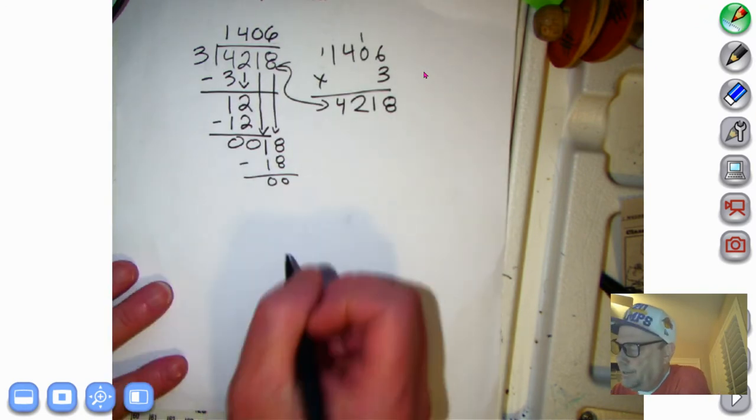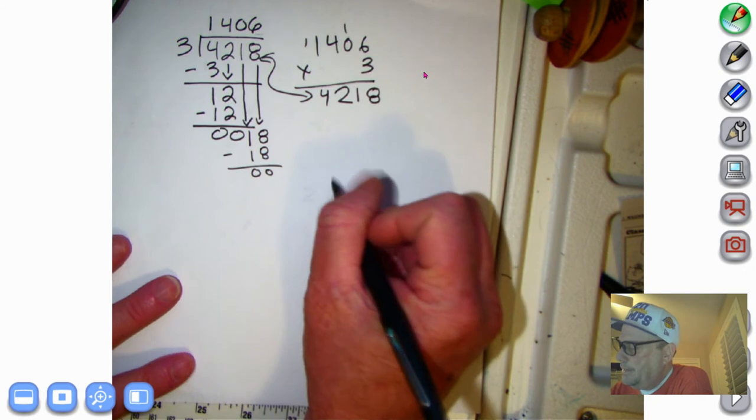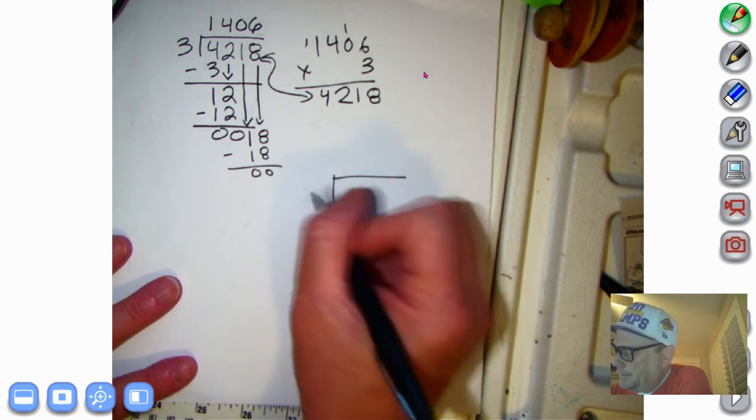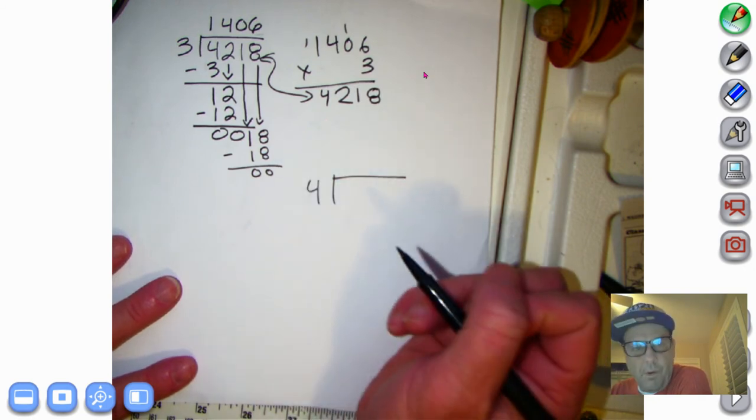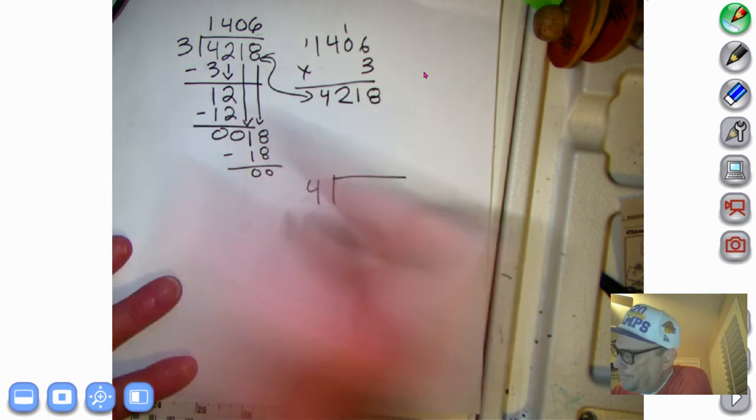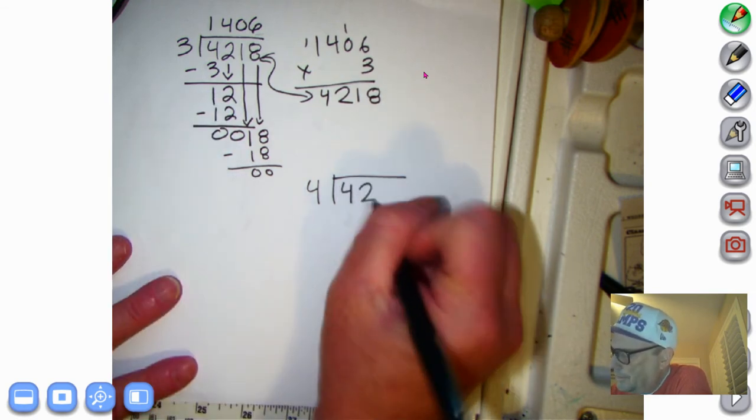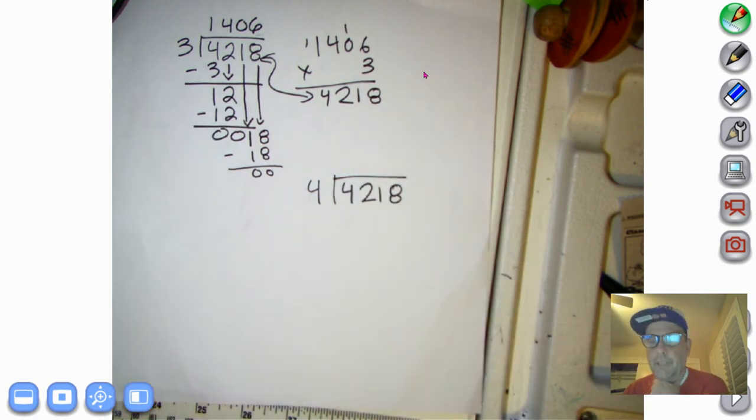What I'd like you to do is give it a shot on your own. We're going to divide 4 into the same number, 4,218. Pause the recording, as Princess Yvonne sometimes tells us to do, and figure this one out on your own. Go ahead and pause, and I'll sit here like this. When you unpause, I'll say welcome back. Welcome back. Let's see if you got the right answer.